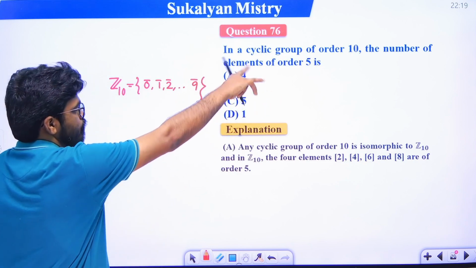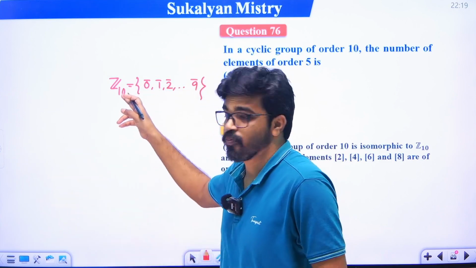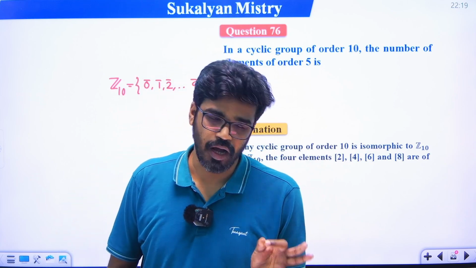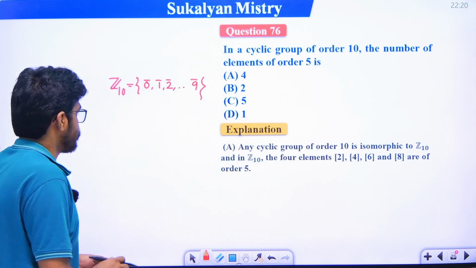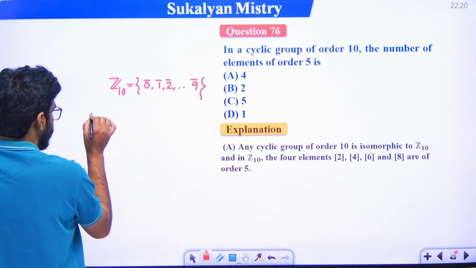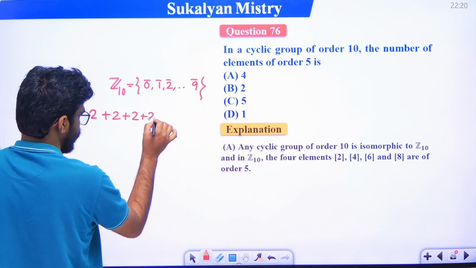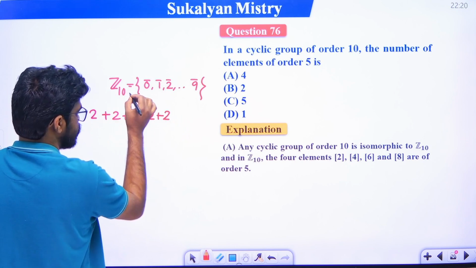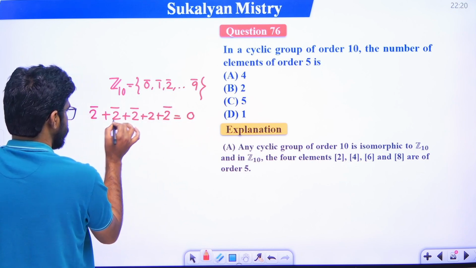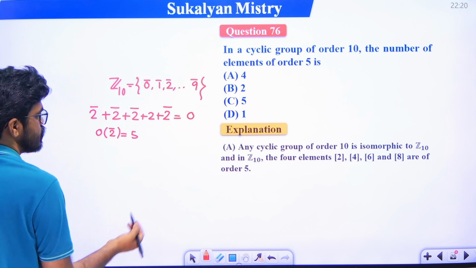The number of elements of order 5, that is, how many elements of order 5 will there be in this group? We already know how to calculate the order of an element. I have already discussed it. See here, the order of the element 2, we need order 5. Order of 2: 2 plus 2, 4; 4 plus 2, 6; 6 plus 2, 8; 8 plus 2, 10; 10 divided by 10, the remainder is 0. So basically this is a modular system with addition modulo 10, so the order of 2 is 5.